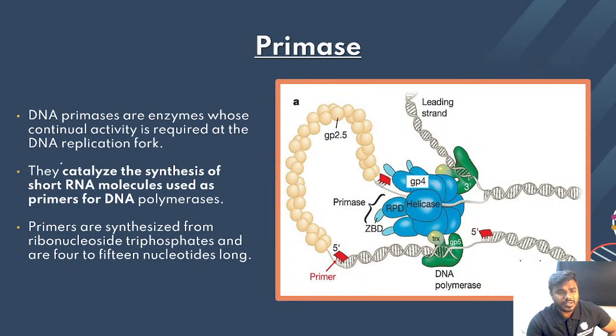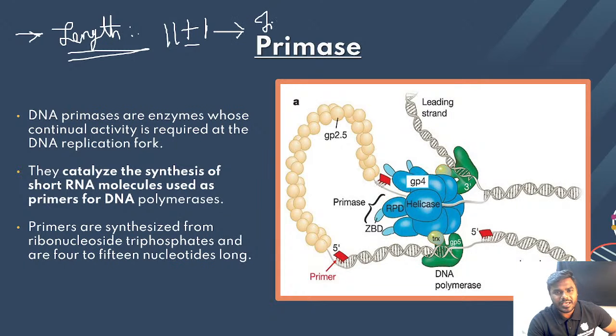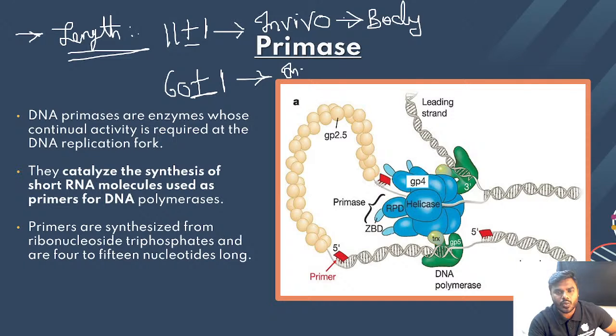And the important point you have to remember for the exam is the length. What is the length of this particular primer? The length of the primer will be 11 plus or minus 1, in case of in vivo. In vivo means what, friends? In the body. I'm so sorry, friends, I'm extremely sorry. In vitro means within the laboratory, where it is 60 plus or minus 1. So in vitro, we basically call it laboratory. I hope you all recalled.